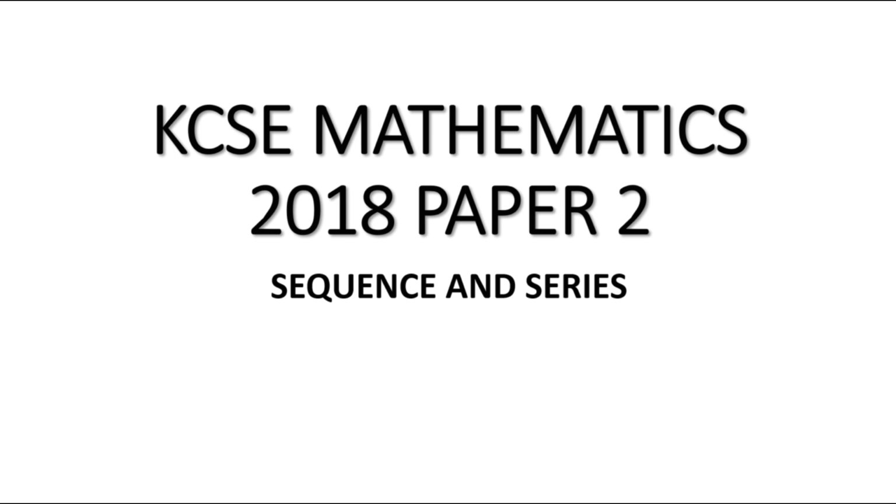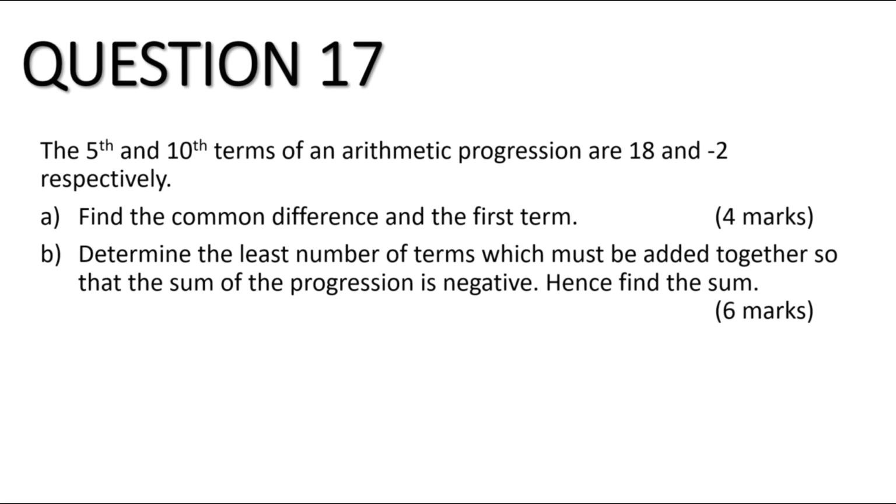We're going to look at KCSE Mathematics 2018 paper 2, section 2, question on sequence and series. And the question is, the 5th and 10th term of an arithmetic progression are 18 and -2 respectively. Find the common difference and the first term. Part A of the question.